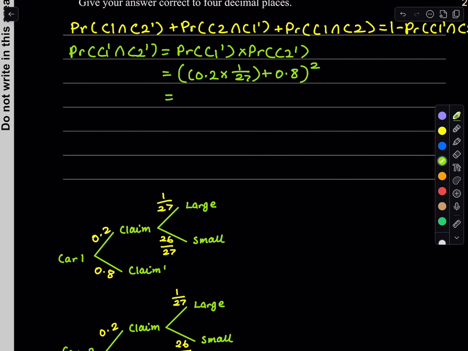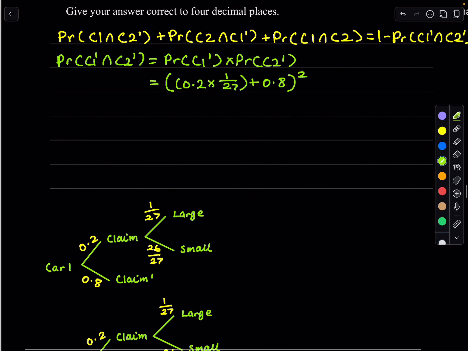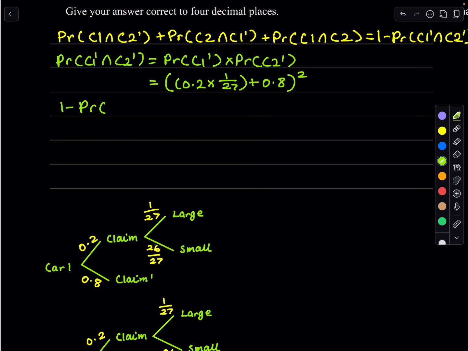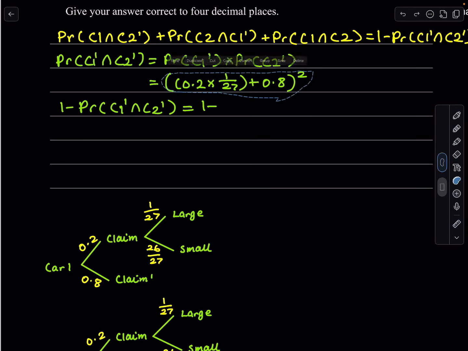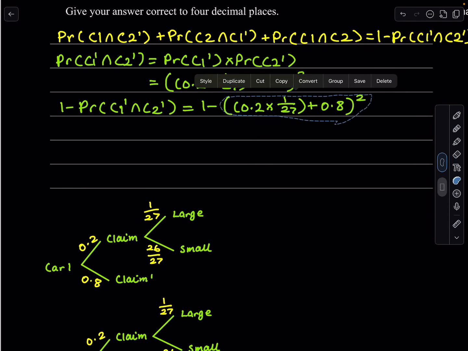So yep, that will give me the probability that both of them don't get claimed as large. Remember, our final answer is to find the probability, so it's 1 minus the probability of both cars not being claimed, which is equal to 1 minus this whole thing over here. Imagine copying and pasting that into our calculator, and that should give us our answer.